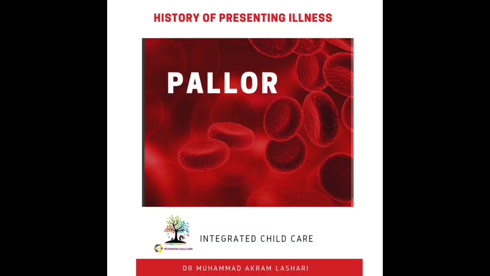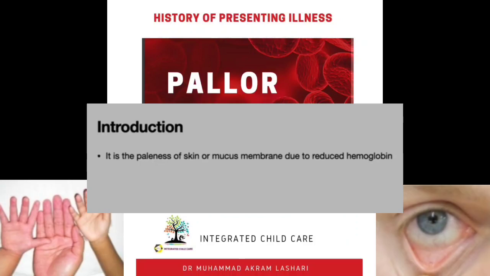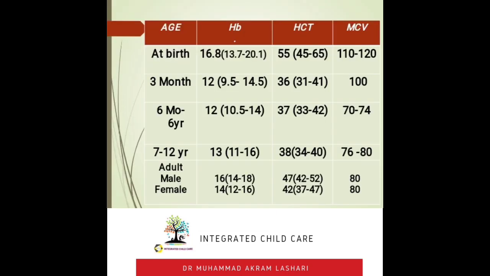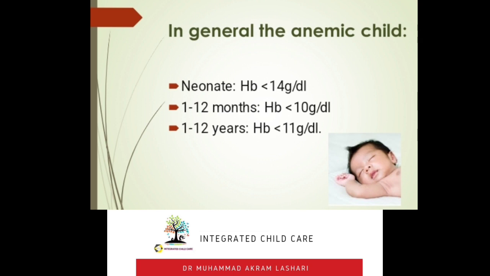Today let us learn how to take the history of pallor, which is a clinical sign of anemia. Anemia is a condition in which the hemoglobin and/or hematocrit concentration is 2 standard deviations lower than the normal for that age and sex. This is the normal range value of hemoglobin, hematocrit and MCV at different age groups. But in general we take these values to label the anemia.